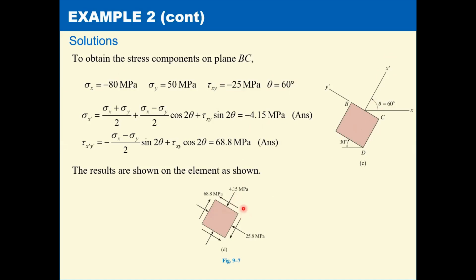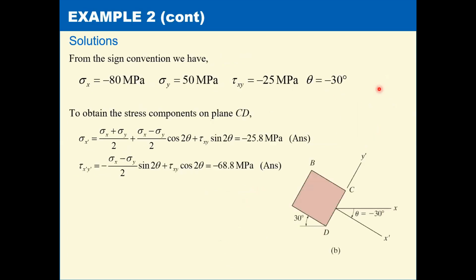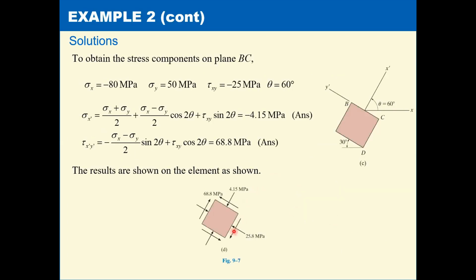This is a different kind of way of showing it. But now we get a positive 68.8 megapascals on this face. So that one's going to be going in the positive y prime direction the way we drew it here. Okay, so we got negative on this face, negative over here, but positive on this face, so positive on this face here.